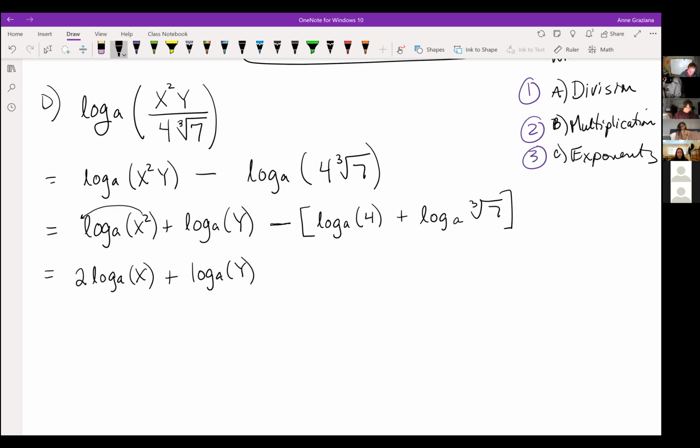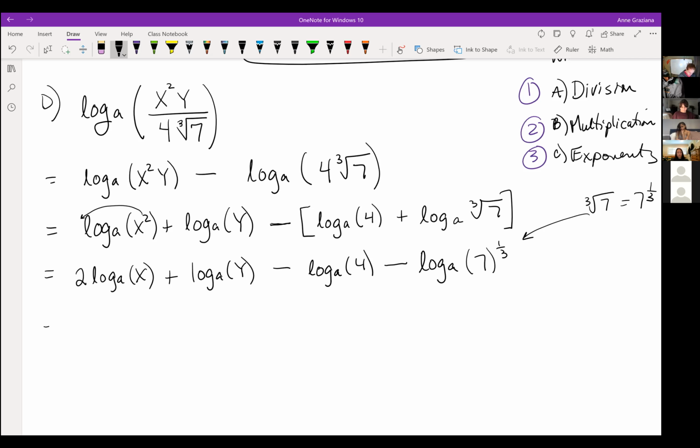Now I'm going to distribute here. This is minus log base A of 4, and there's nothing else I can do here because I don't know anything about A. Maybe if I knew A was 2 or something, we could do something, but we don't. And this is going to be minus, there is something I can do here. Cube root of 7 is 7 to the 1/3. So I'll just make sure I write that step so that it's not confusing.